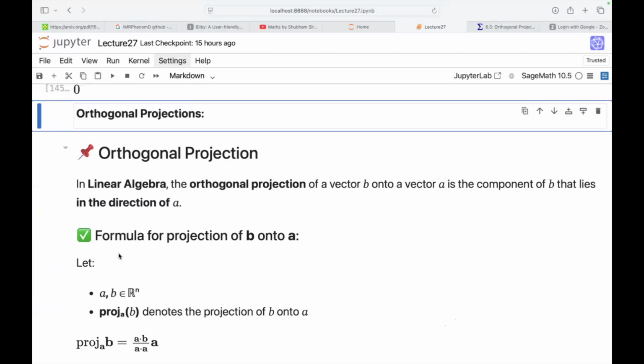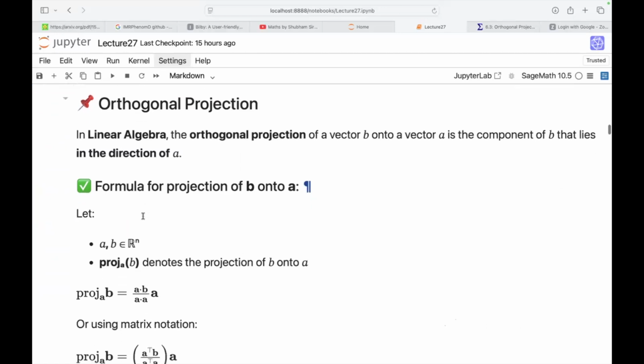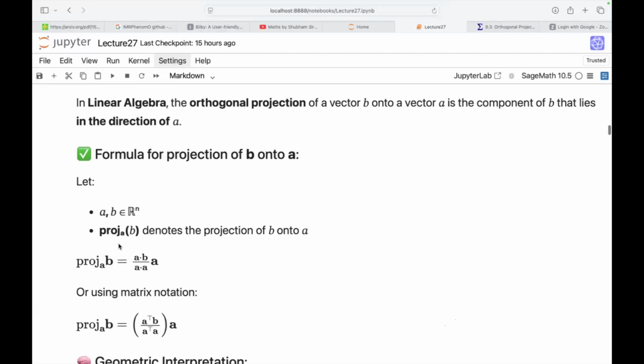Next is the orthogonal projection. What is the meaning of the orthogonal projection? In linear algebra, the orthogonal projection of a vector B onto a vector A is the component of the vector B that lies in the direction of A. This is the formula for the projection of B onto A, where A and B belong to R3 or R2.